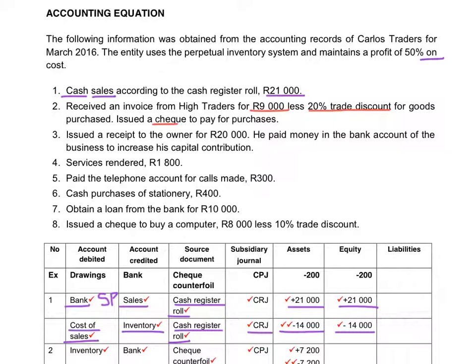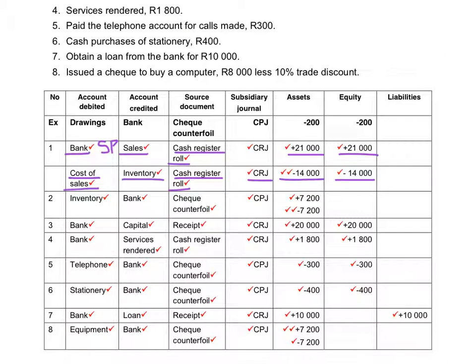What happened here? We bought goods, so if we buy goods, inventory will be the one account. We paid by check, so bank will be my double entry. Inventory was purchased, so inventory asset increased on the debit side with 7,200. The bank was decreased because we have less money in the bank, 7,200.